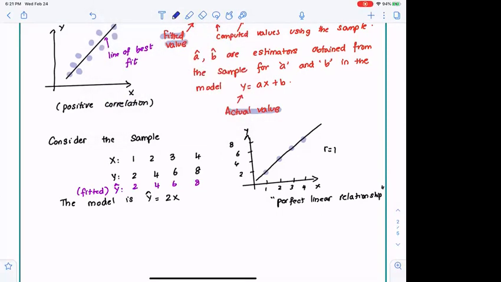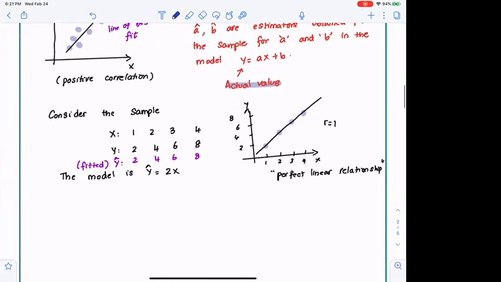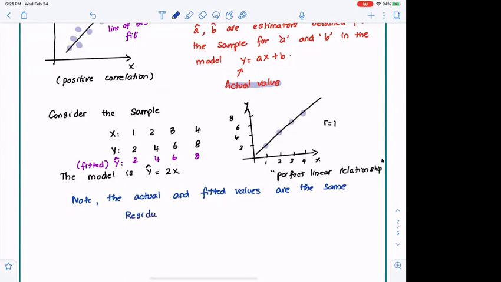What is the big deal about this here? Well, note the actual and fitted values are the same. In other words, what we call a residual, y, the actual value, minus the fitted value is 0.